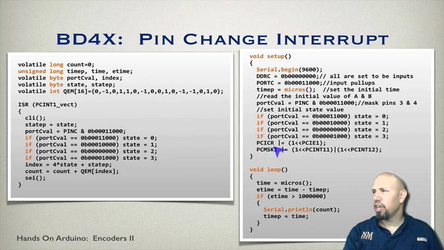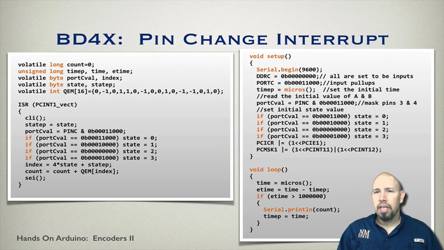So I set the PCICR and the PC mask 1 for, again, vector 1. This sets us up. Now we're ready to do interrupts, and they'll do pin change interrupts. Here's our loop program. It's the same loop program that basically prints out the count every second. So this is our program. It's fairly straightforward. So let's watch it work.